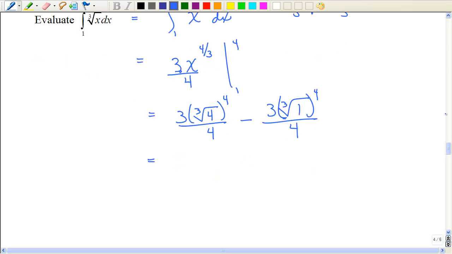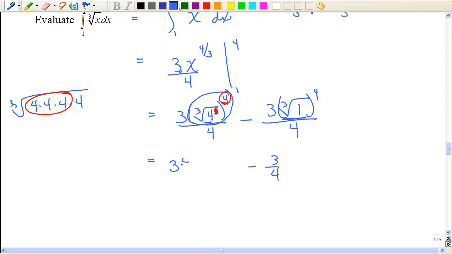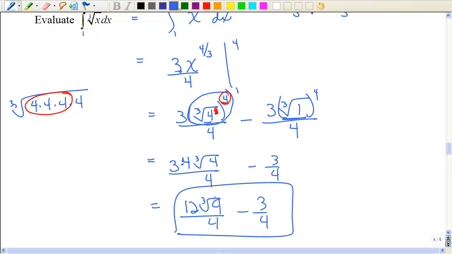Let's do the easy part first. Cube root of 1 is 1 to the 4th power. That's still 1, so that's just minus 3/4. But what the heck is this? Well, we could get a decimal. All right, but let's look at that. 4 to the 4th power. That's 4 times 4 times 4 times 4. And I want to take the cube root of that, because remember, you can put that power on the outside or you can move it on the inside. It's kind of your choice. So that's still the cube root. So for a cube root, you want 3 of a kind. So this would be 3 times 4 times the cube root of 4 over 4. So that would be your exact answer. That is a 4 right there. You could also do a decimal approximation, but I'm looking for exact answers on the next test.